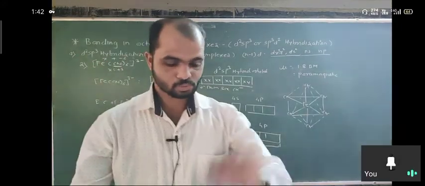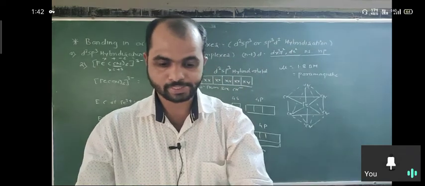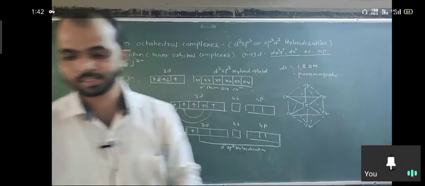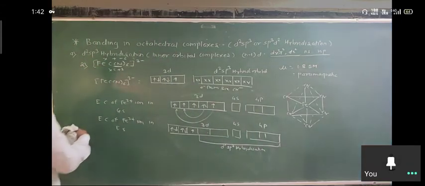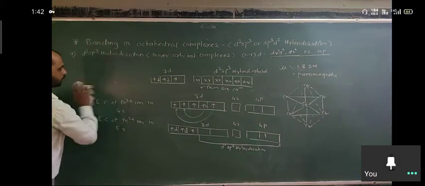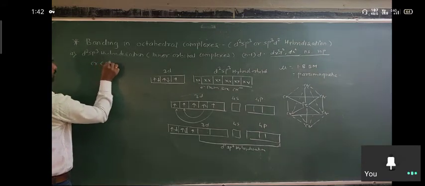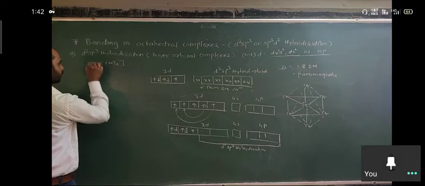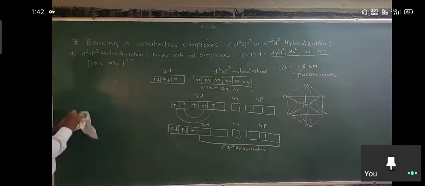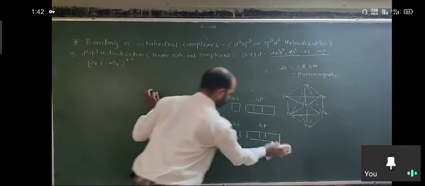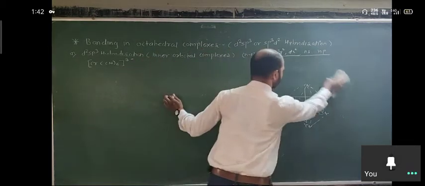We're going to discuss one more example. The other examples, [Cr(CN)6]3-, and the remaining you can solve as homework.